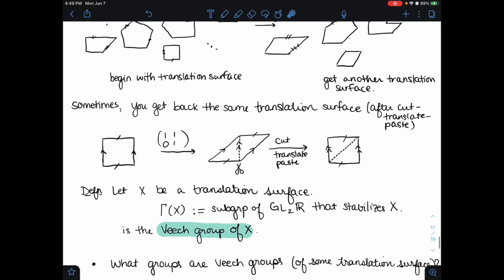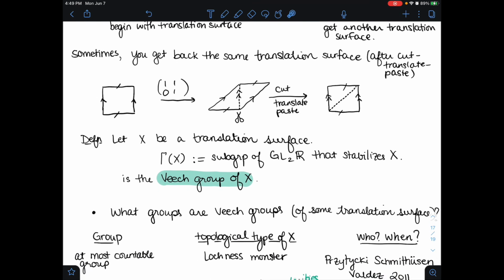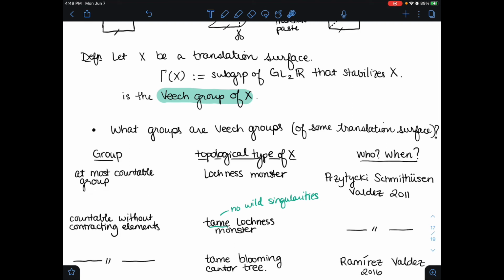A natural question to ask then would be, what groups are Veech groups for some translation surface? And so I've summarized the results of research in this area. So if you have a group that is at most countable, it is possible to find a translation structure on the Loch Ness Monster with that group as your Veech group. So this is a result of Przytycki, Schmithüsen, and Valdez. I'm sorry for the pronunciation. If you have a group that is countable without contracting elements, so by contracting elements we mean matrices that, if I take powers of that matrix again and again, I don't get a sequence that's limiting to the zero matrix. As long as I don't have matrices like that, it's possible to find a tame Loch Ness Monster.